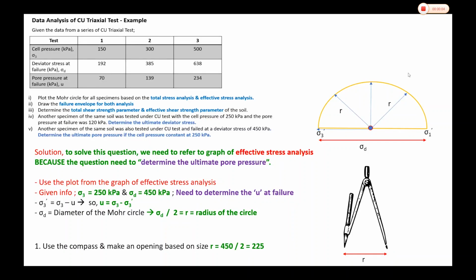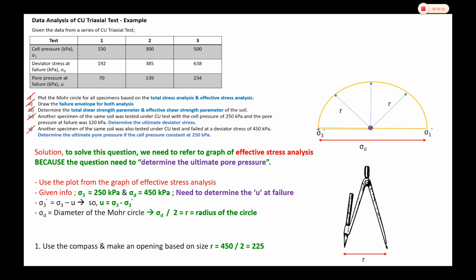Okay, so we are still referring to the same set of questions, but now we want to focus on question number 5. This is another part of the data analysis of the triaxial test. We already have the analysis for questions 1, 2, and 3 in part 1 of the video, and then question 4 in part 2. And this is another part, the last part, question number 5.